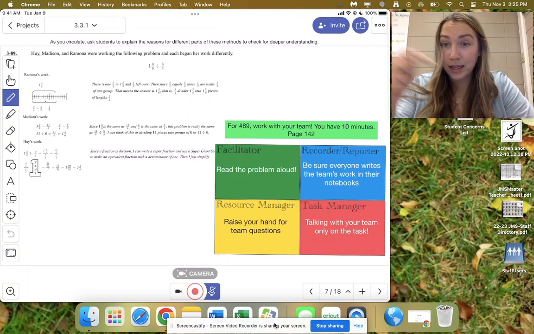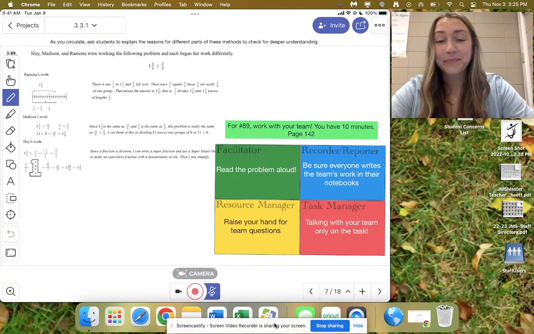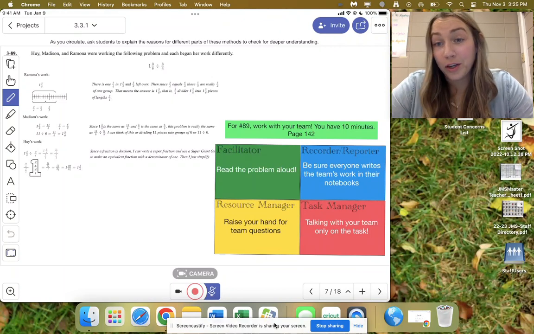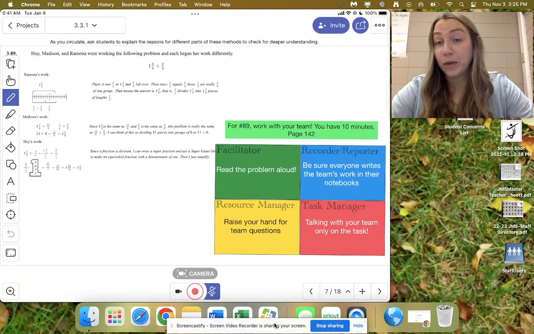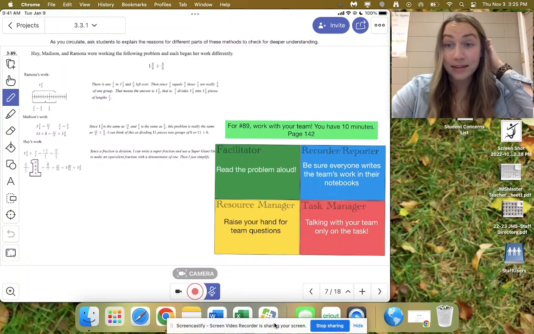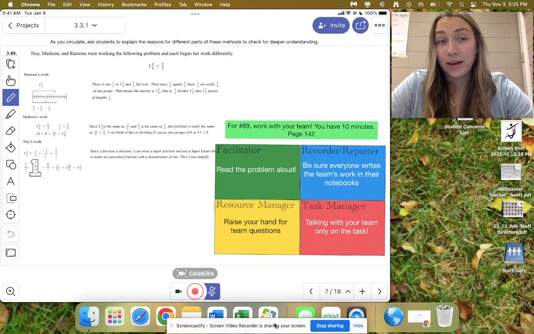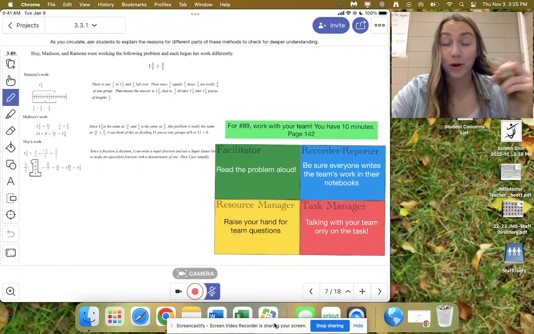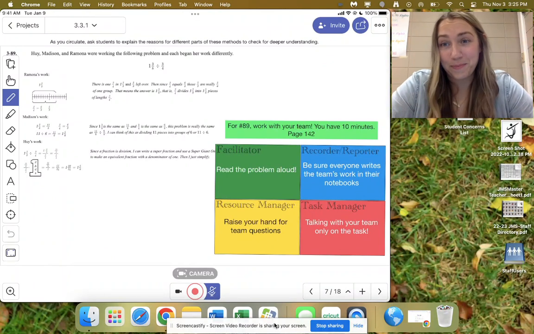Your jobs are right here. They're listed below, and you know what you're doing, right? So we are figuring out on question 89, just read through the work, see if it makes sense, see if it doesn't make sense, right? Ask questions, but work with your team to figure out what way you like, what way makes sense, and we're going from there. So pause the video for 10 minutes. Go.